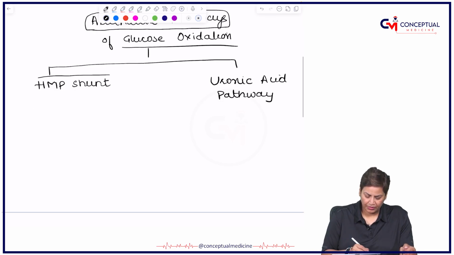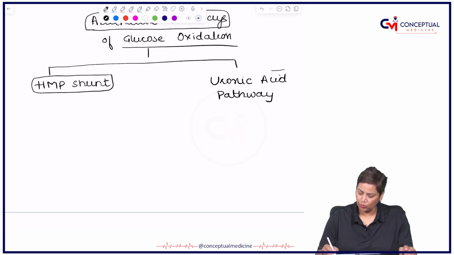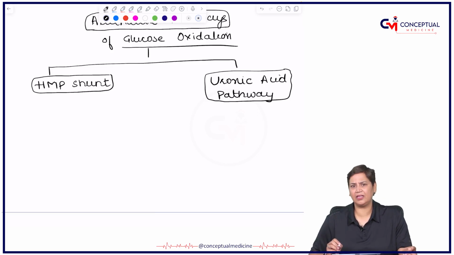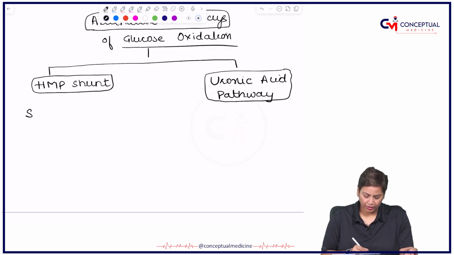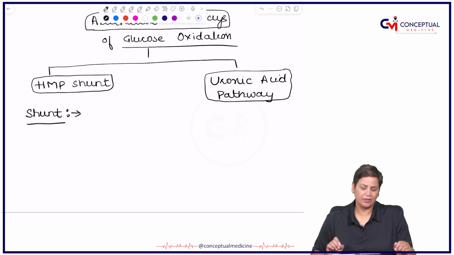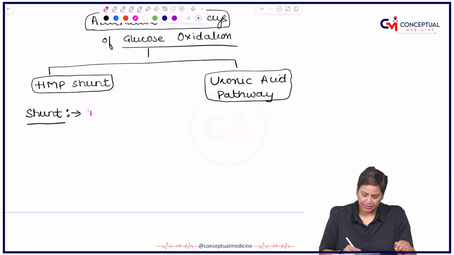Now first of all, you should know what is the difference between a pathway, a cycle and a shunt, because these are very basic things. They appear to be very simple ones, but they play a very important role in our body itself. So if I talk about a shunt, what is a shunt? It does not have an end product.